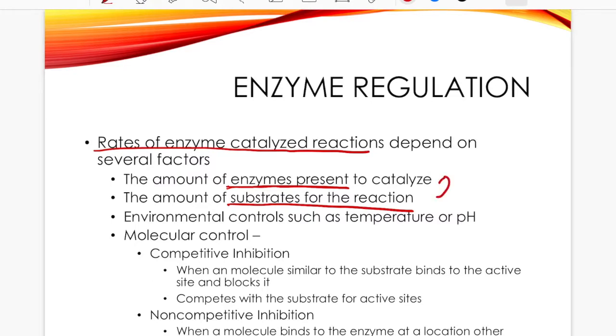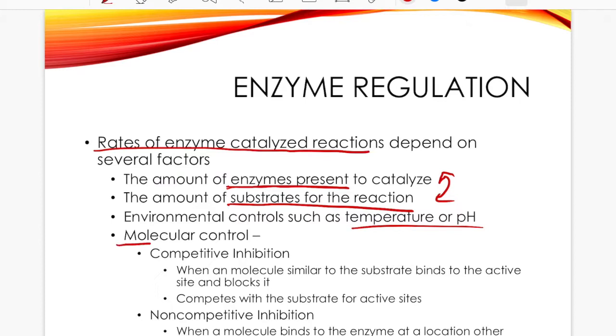And the two of these are related. So if you have a ton of substrates, but not very many enzymes, you're going to have a slow reaction. If you have a ton of substrates with a lot of enzymes, you're going to have a faster reaction. The environmental controls, such as temperature, we talked about when we talked about denaturation. Temperature and pH. If it gets too hot or too cold, the reaction is not going to proceed the way that it should. So temperature and environmental controls can affect how fast an enzyme can accomplish a chemical reaction.